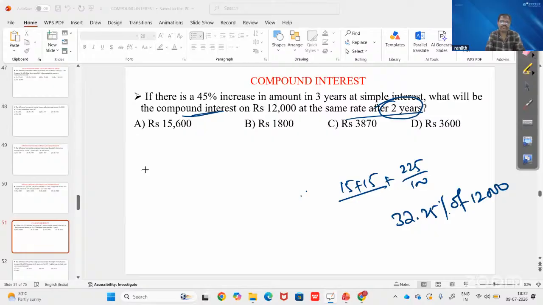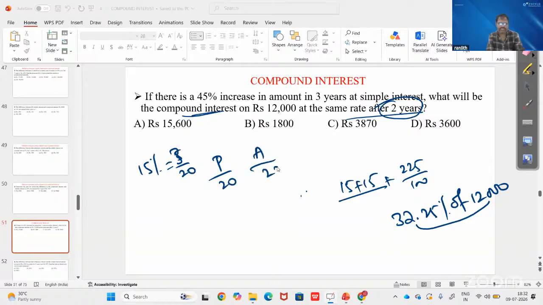We'll go with the ratio method also. So here we need to multiply, right? 15 percentage equals 3 by 20, where principal equals 20 and amount equals 23. How many years? 2 years. 20 and 23: 20 squared is 400, 23 squared is 529. So 400 is becoming 12,000. How many times? It is 3 times.